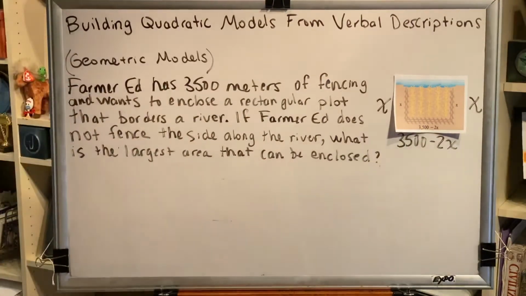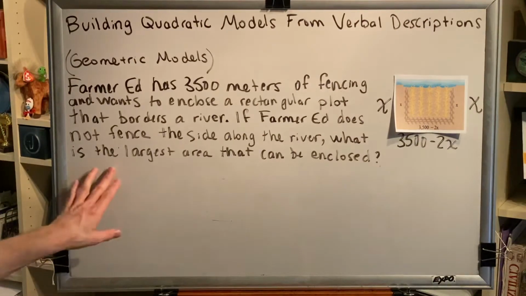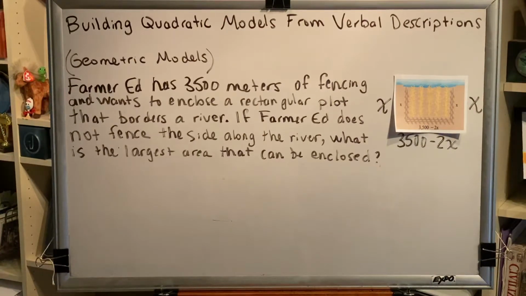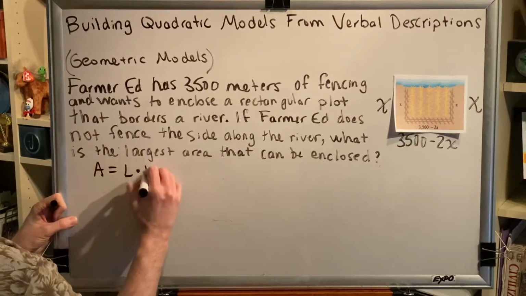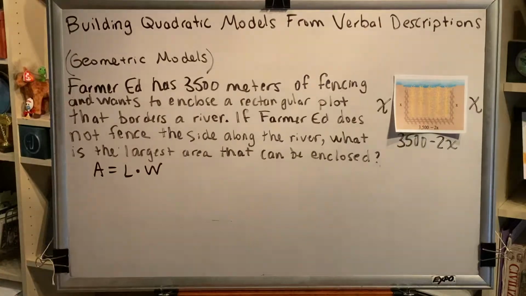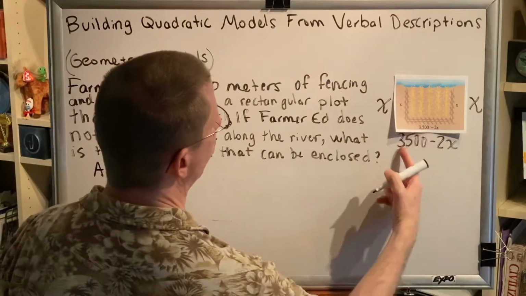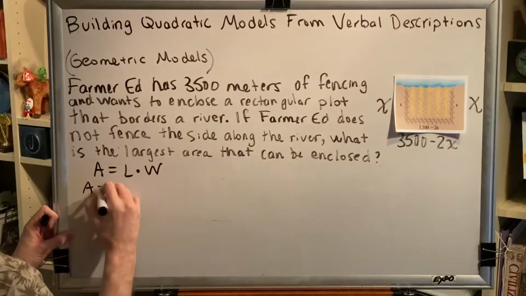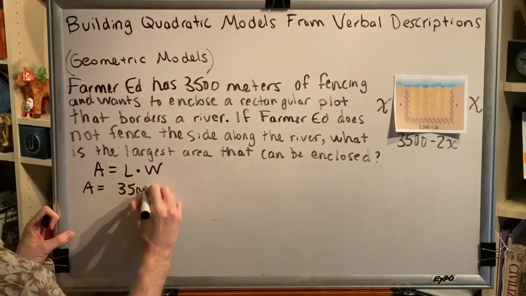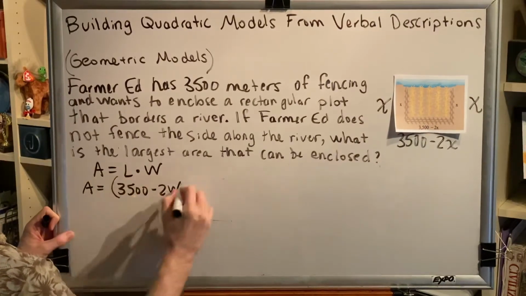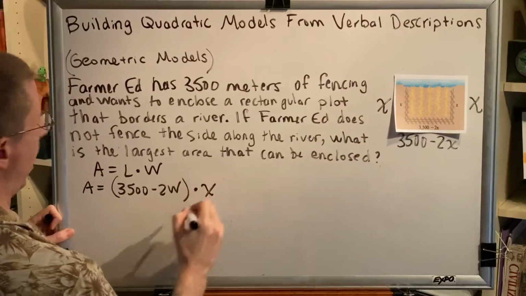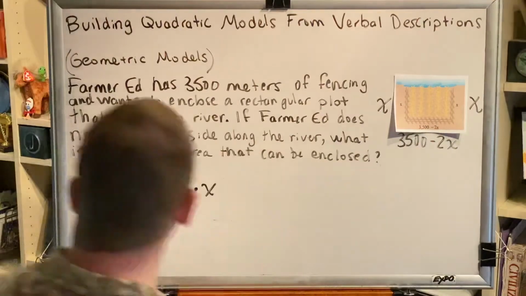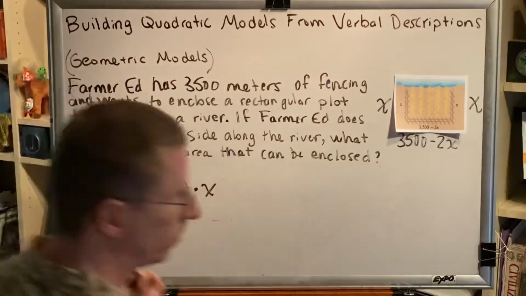Our job is to express the area as a function of x, and then use our equation to figure out the largest area that can be enclosed. This is actually quite easy. Area A is equal to length times width. We know both of those. So the length is equal to 3,500 minus 2x. The width is equal to x. I apologize, I misspoke earlier. The area is x times 3,500 minus 2x.